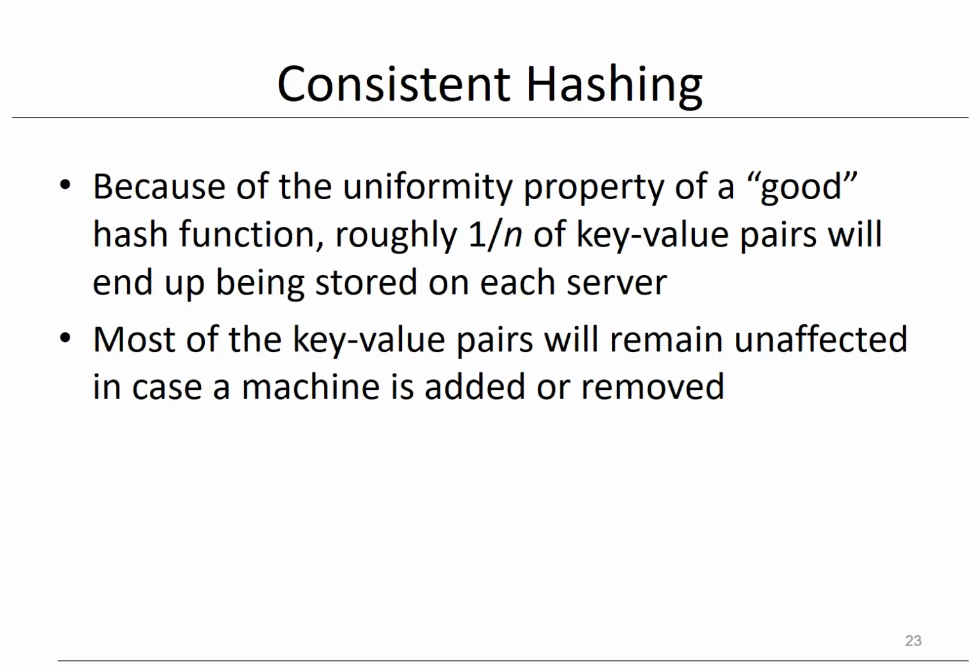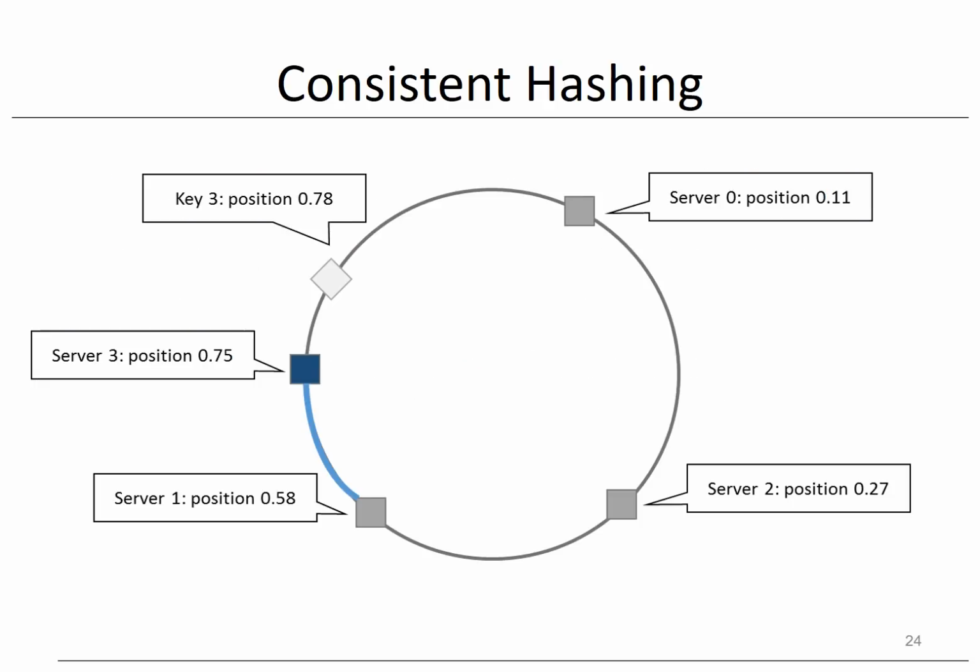Because of the uniformity property of a good hash function, roughly 1 divided by n of key value pairs will end up being stored on each server. This time, however, most of the key value pairs will remain unaffected if a machine is added or removed. For example, say we add a new server, server 3, to the ring. Only the keys positioned on the blue highlighted section of the ring in the figure would have to be moved to the new server.